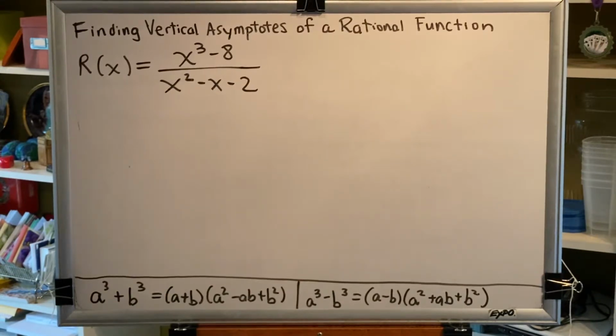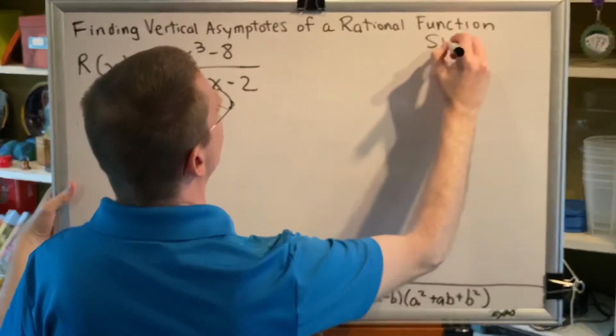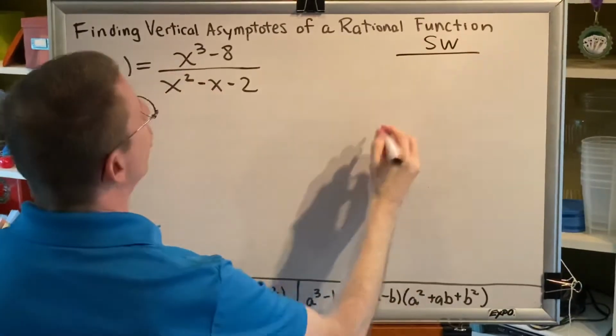Here's our problem. Capital R of x equals the rational function whose numerator is x cubed minus 8 and whose denominator is x squared minus x minus 2. Okay, so let's begin with our factoring. We know we need to factor the numerator and the denominator. So let's go ahead and factor our numerator.